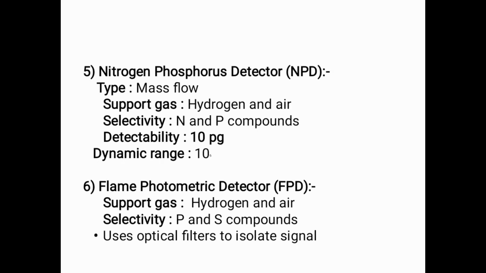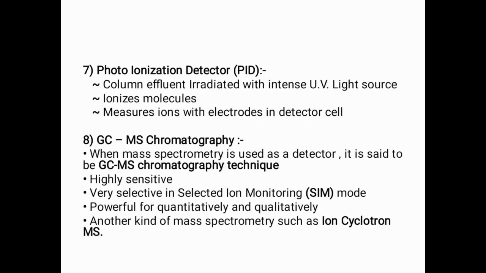It is selective for phosphorus and sulfur compounds, and here the support gas, which is a carrier gas, used is hydrogen gas, and it uses optical filters to isolate the signal. The next detector is the photoionization detector. Here the column effluent is irradiated with an intense UV light source which ionizes the molecules, and it measures the ions with electrodes in the detector cell.